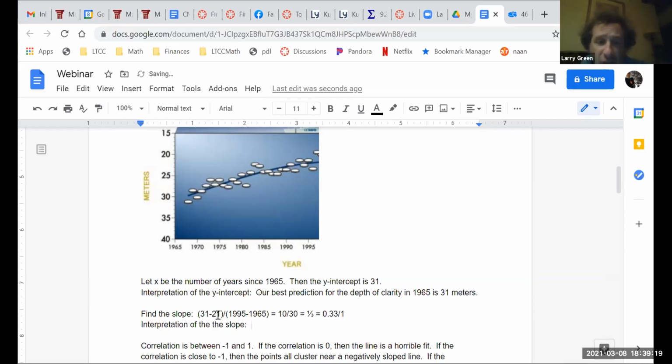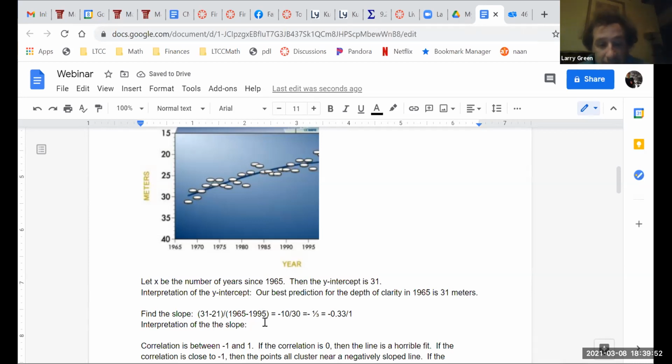Now remember, the slope is rise over run. The rise is a change in y, which is a change in the number of meters. Oh, you know what this is? Negative, sorry. It was 31 minus 21, 1965 over 1995. I knew I made one mistake. Sorry about that. So that's 10 over, it's negative 10 over 30, which is negative 1/3, which is negative 0.33 over 1.